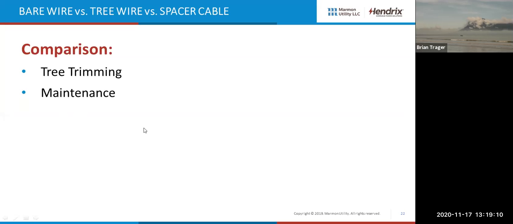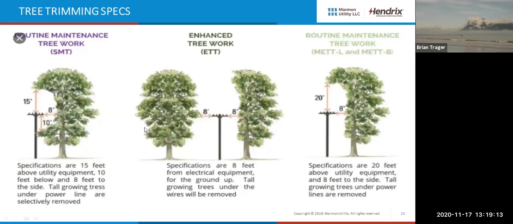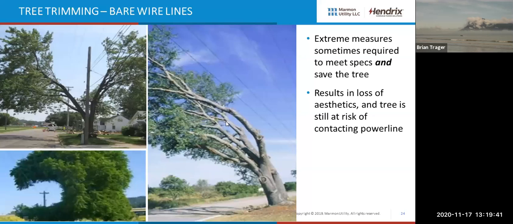Let's take a brief look at tree trimming and maintenance. And I've showed these specs before. This is from a local utility, Eversource, and they've got all kinds of specs here, and I'm sure every utility does. For routine maintenance, they want 15 feet above the conductor, 8 feet on the side, 10 feet below. For enhanced tree work, they just want to make sure they've got 8 feet between a conductor and the tree. And for routine maintenance tree work, they don't want 15 feet, they want 20 feet above and 8 feet on the side. So, you know, what do those specifications get us?